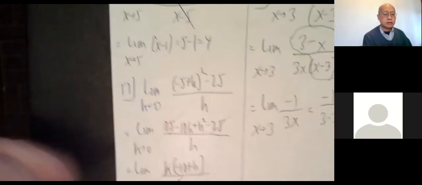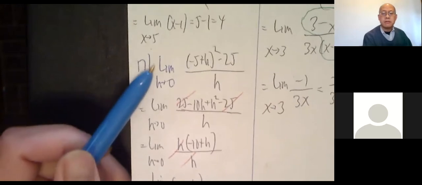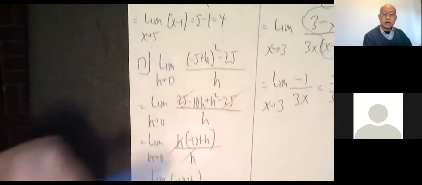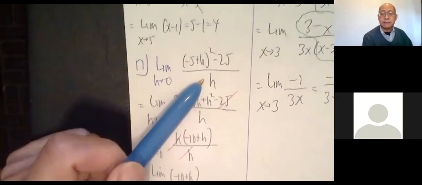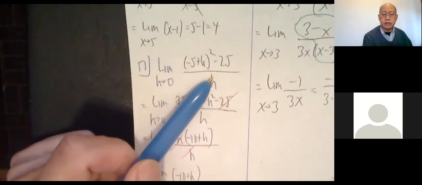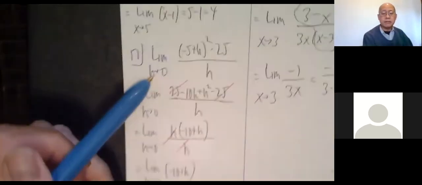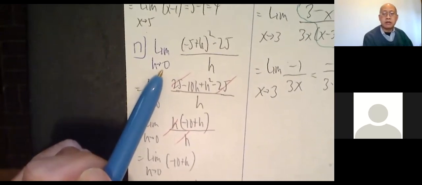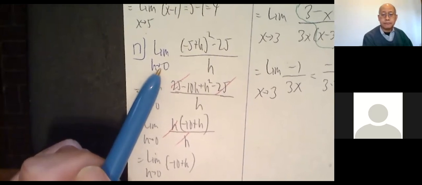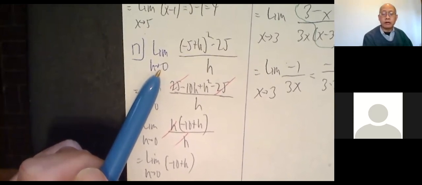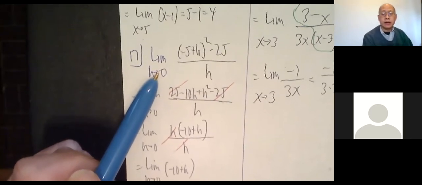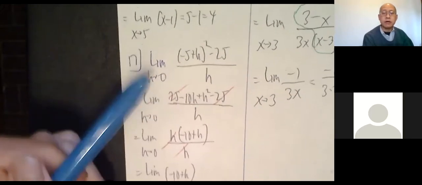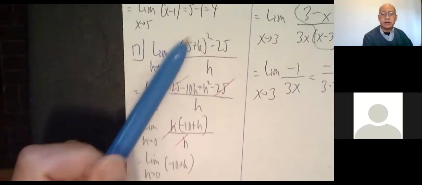Okay, all right, so that's the basic idea. I'll show you some more. 17. Limit as h approaches 0 of (negative 5 plus h) squared minus 25, all over h. You cannot plug in directly, right? How come you can't plug in directly? You can't divide by 0. But I will declare that this limit probably exists because you're not really plugging in 0. You're plugging in numbers that are very close to 0: 0.1, 0.01, 0.001, and on the other side, negative 0.1, negative 0.01, negative 0.001. Do we have to make a table? No. Do some algebra.